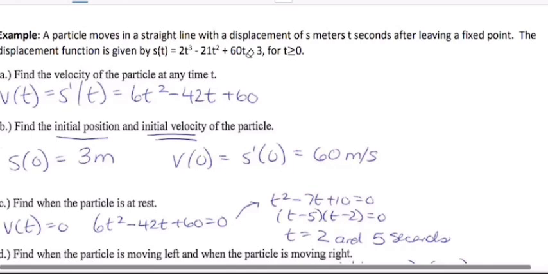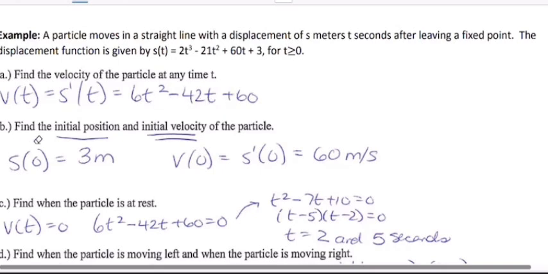Now, find the velocity of the particle at any time t. If you're given a displacement function at time t and you want to find the velocity, you're going to differentiate that. Differentiating this is going to give me that. That's going to be the velocity of the particle at time t.